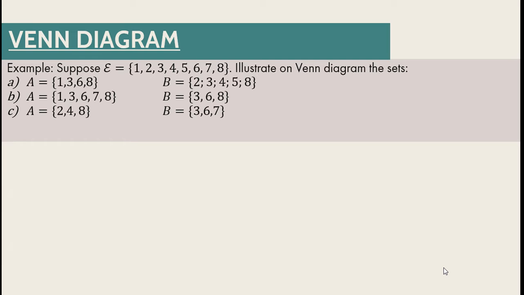Here we have an example. Suppose the universal set E has 1, 2, 3, 4, 5, 6, 7, and 8 as elements. Illustrate on Venn diagrams the sets. So for each question A, B, C, you will use a specific Venn diagram. For each question, you use one diagram. And you illustrate A and B on the same Venn diagram.